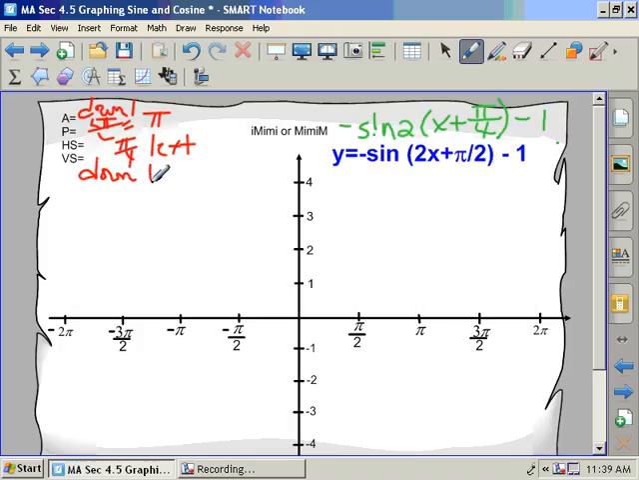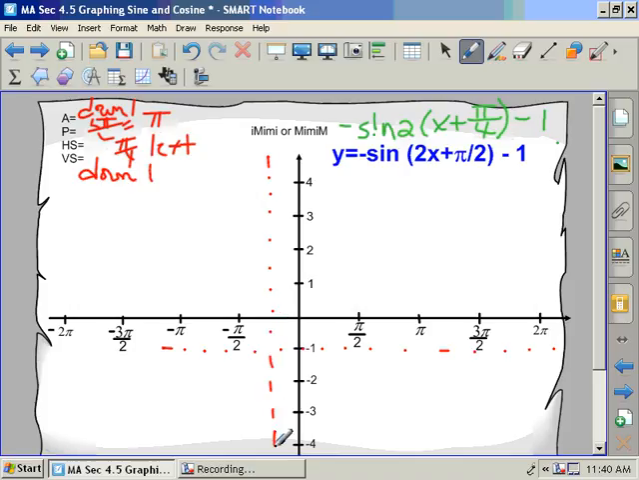All right, so here we go. We've got to move the frame. First thing you do is the vertical shift. So we're going to move the midline down 1. There it is. Then we're going to do the horizontal shift, which is pi over 4 to the left. Now look at this scale here, and pi over 4 is half of pi over 2. So we are taking the y-axis, moving it pi over 4 to the left.